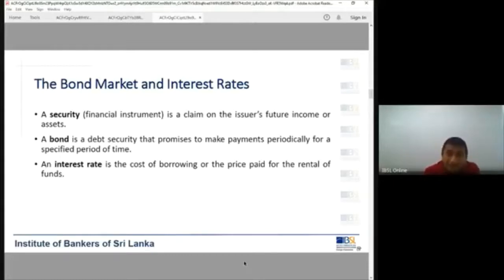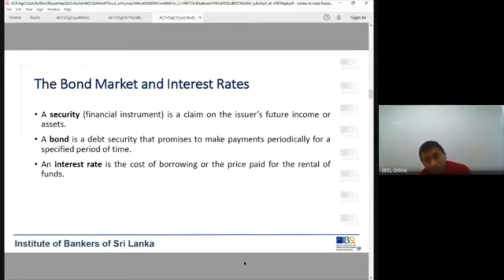If the first date is 15th of December, the next would be 6 months from 15th of December. That would be 15th of June. Right? So ultimately, if it is a 5-year bond, assuming it is issued in 2020, it would mature in 2025, June 15th. So in 6 monthly cycles, 15th of December, 15th of June every year, you would see 6 monthly periodic payment of interest. So a bond is a debt security that promises to make payments periodically for a specified period of time.